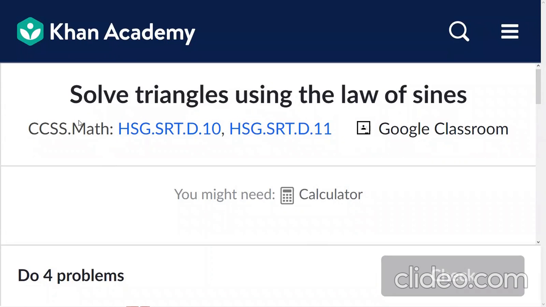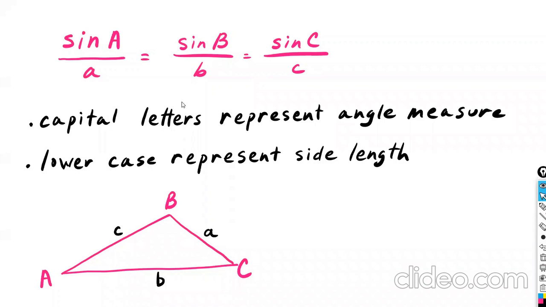This will be for the Khan Academy assignment, solve triangles using the law of sines. So the formula for the law of sines, we have sine of an angle A divided by A equals sine of an angle B divided by B equals sine of an angle C divided by C.